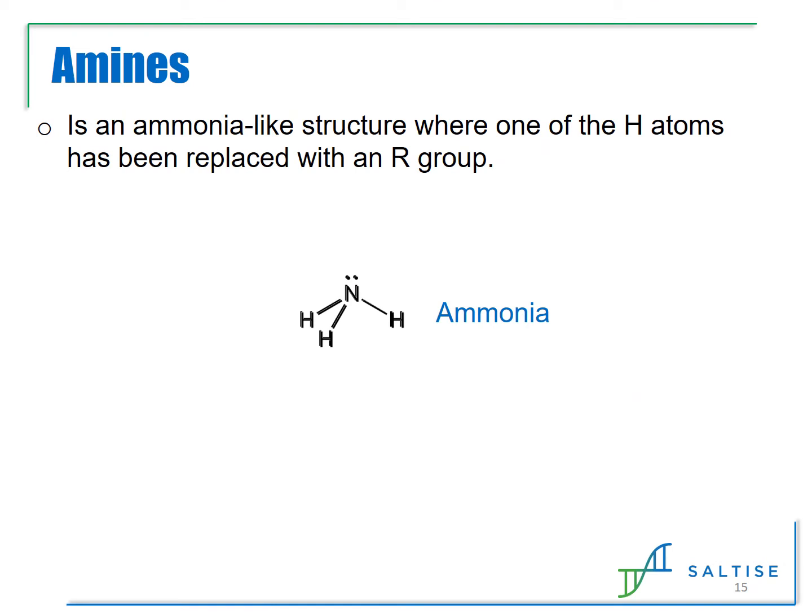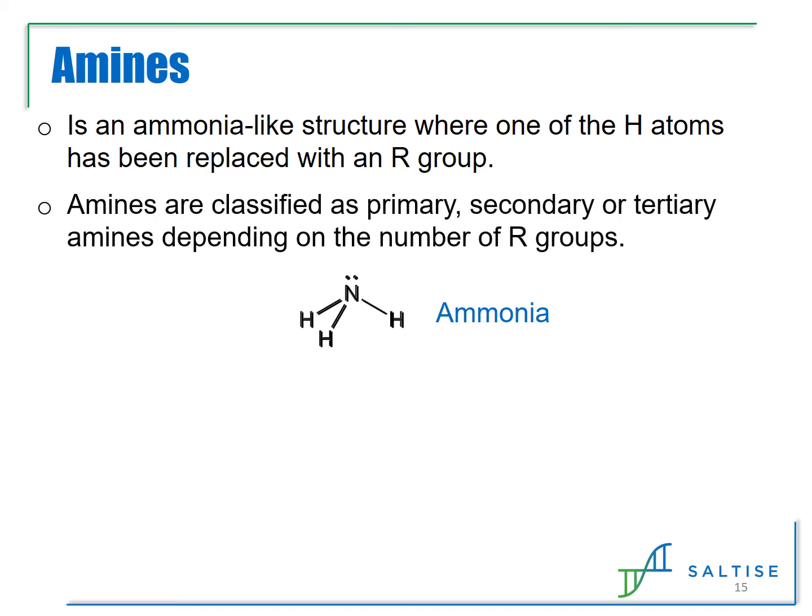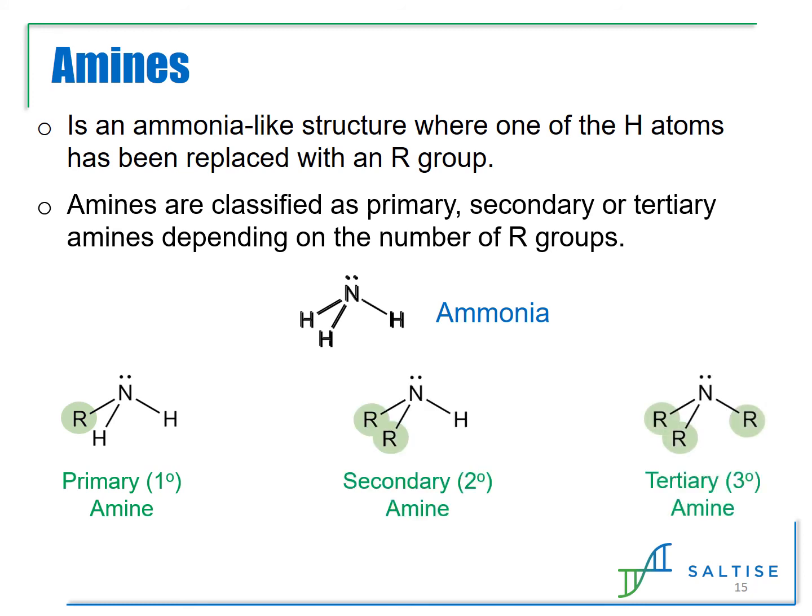Amines are structures that resemble ammonia, except that one or more of the hydrogen atoms is replaced with a hydrocarbon group. When one hydrogen is replaced with an R group, then the amine is described as being a primary amine. If two of the hydrogens have been replaced with an R group, then the amine is described as being a secondary amine, and if all three hydrogen atoms have been replaced, then it'll be considered a tertiary amine.